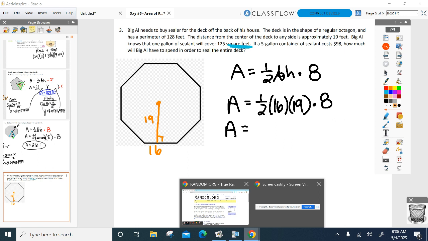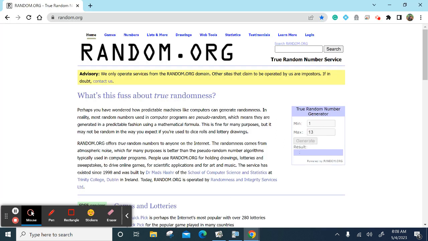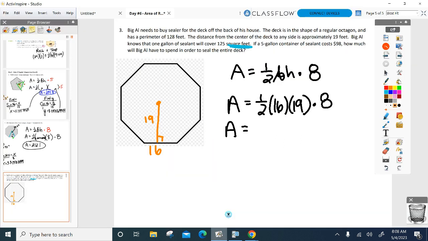Let me know what you have. How big is the deck? Spence, when you're ready, your calculation. Yep, 1,216 square feet. All right, let's keep going.